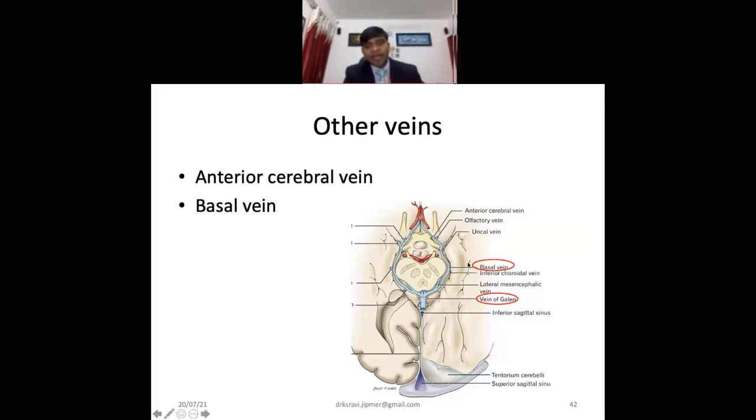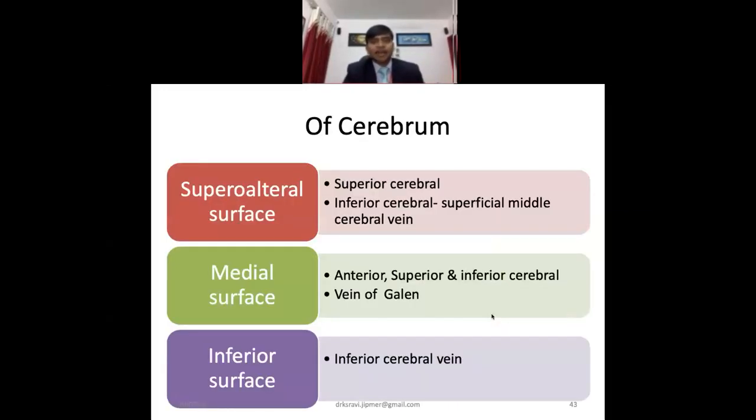Now you can see over here, this is the basal vein, or the basal vein of Rosenthal, which is formed by the union of the anterior cerebral vein. You can appreciate over here, right? Apart from that, the deep middle cerebral and the striate veins all join and form the basal vein. This basal vein will finally open into the vein of Galen, and this will open into the inferior sagittal sinus, which opens into the anterior perforated sinus. So this is all about the venous drainage of the cerebrum. Once again, just to summarize, we have already discussed, so we'll skip, we don't have much time.